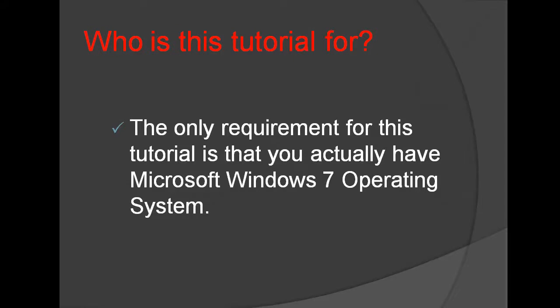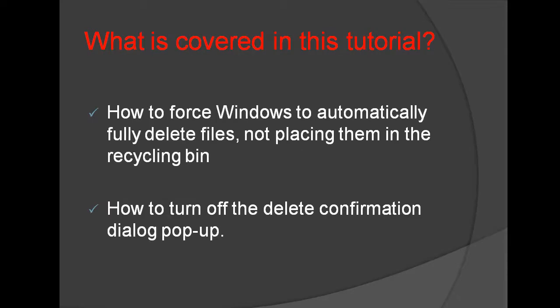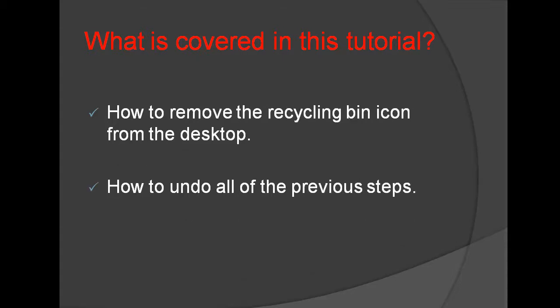Who is this tutorial for? The only requirement for this tutorial is that you actually have the Microsoft Windows 7 operating system. What is covered in this tutorial? In this tutorial, we will learn how to force Windows to automatically delete files, not placing them in the recycling bin. We will also learn how to turn off the delete confirmation dialog pop-up, and how to remove the recycling bin icon from the desktop. Finally, we will learn how to undo all of the previous steps.